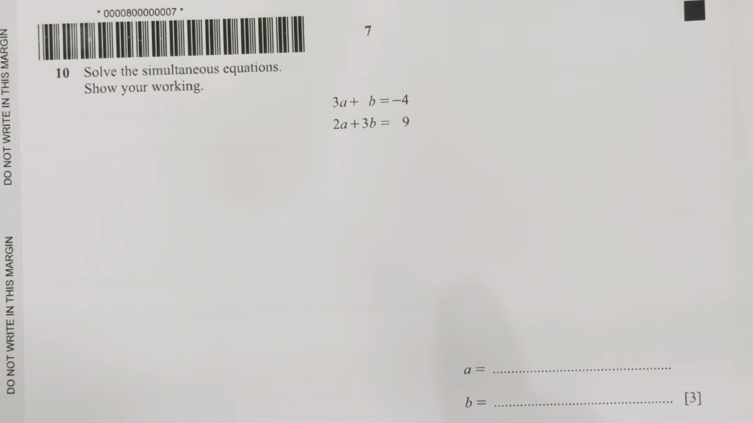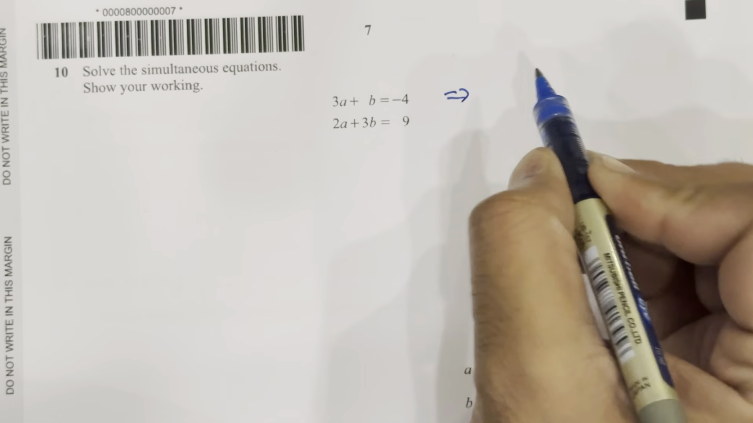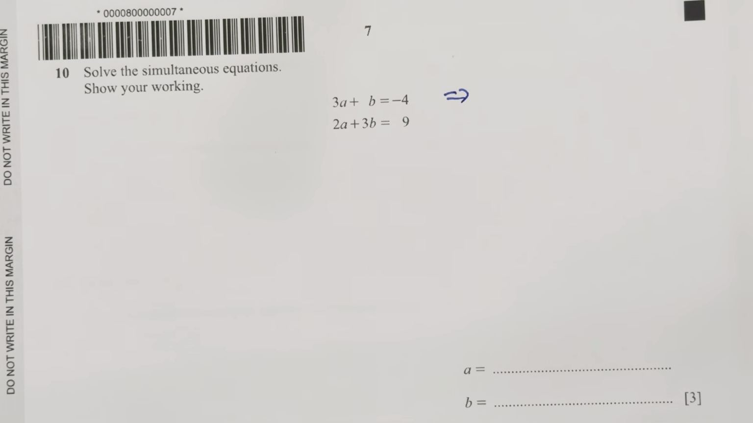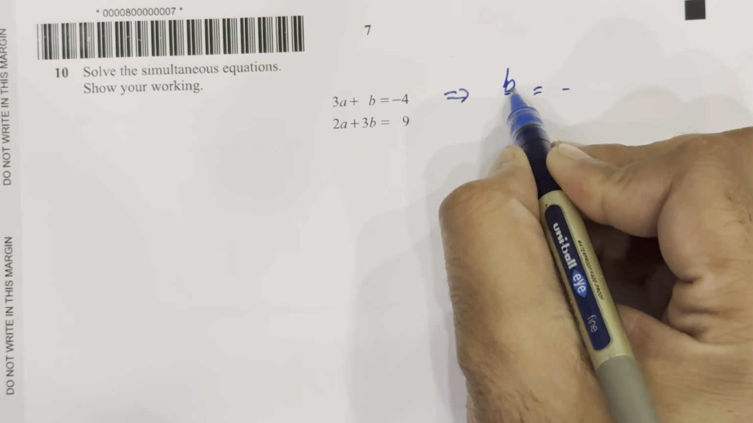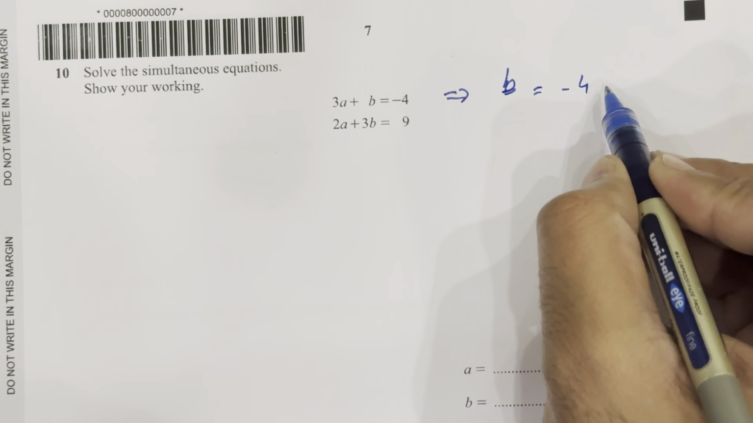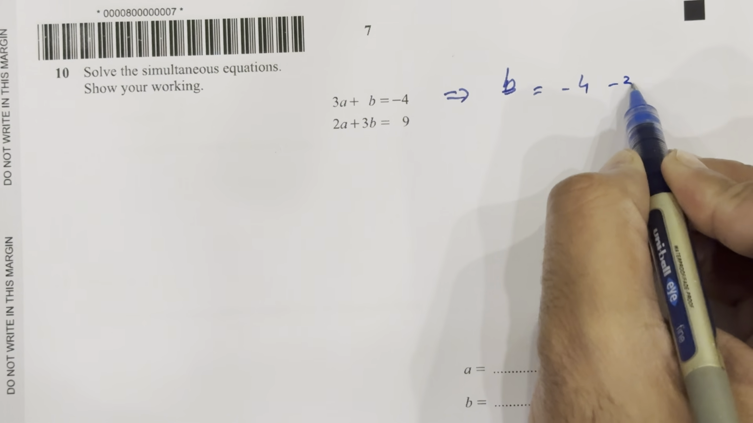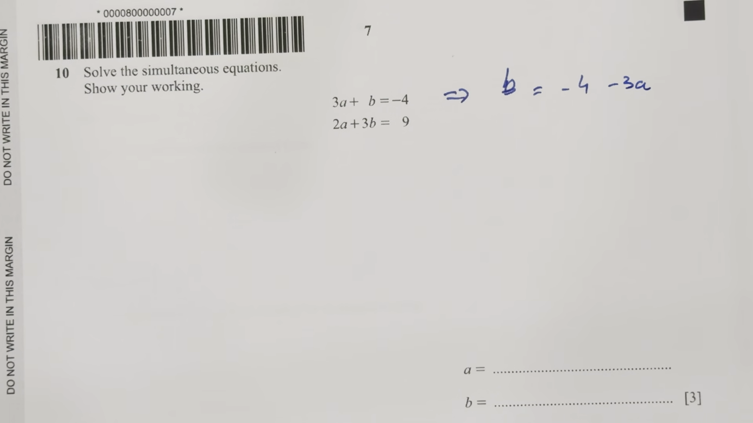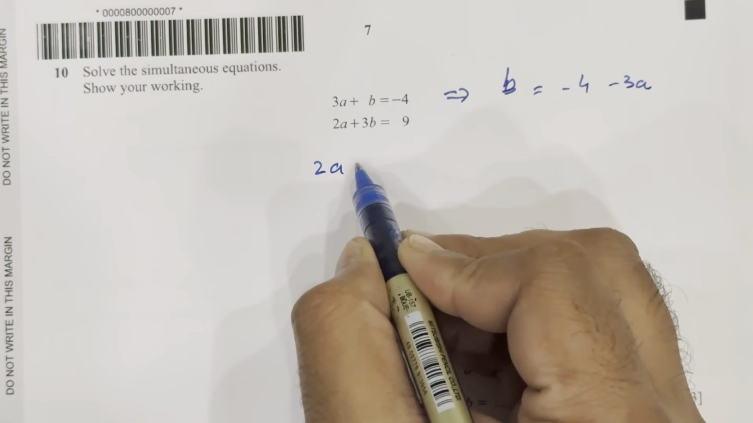Moving to question number 10. Solve the simultaneous equations and show your working as well. We can make the subject clearly from here, or you can do it by the elimination method, but I am doing it here with the substitution method because it is easy to make the subject when the coefficient of any variable is 1. So it would be -4 - 3a. You can substitute this for b in the second equation.